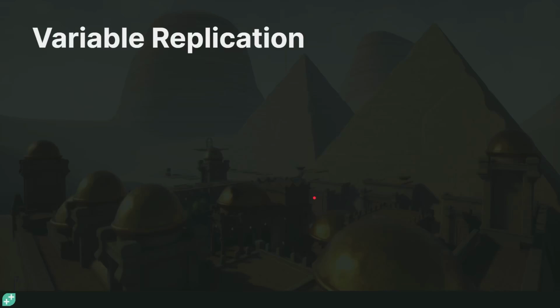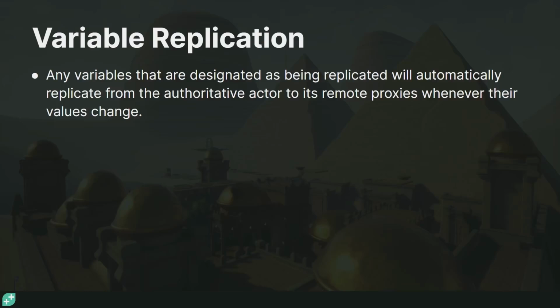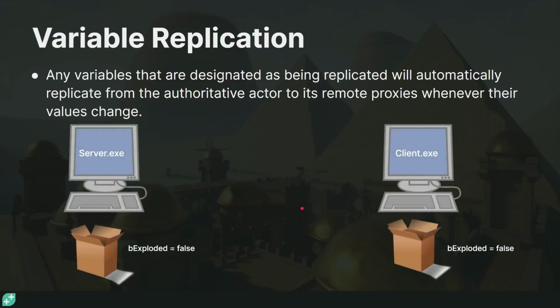Next up we have variable replication. This is very important. Any variables that are designated as being replicated will automatically replicate from the authoritative actor to its remote proxies whenever their values change. Okay, so let's take a look at this example.